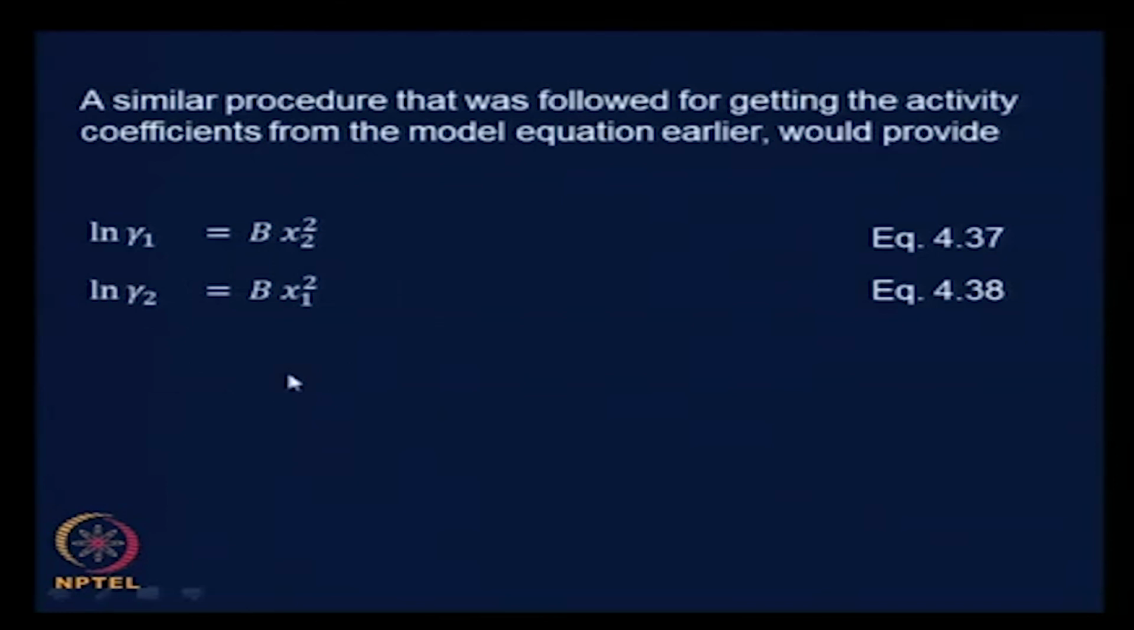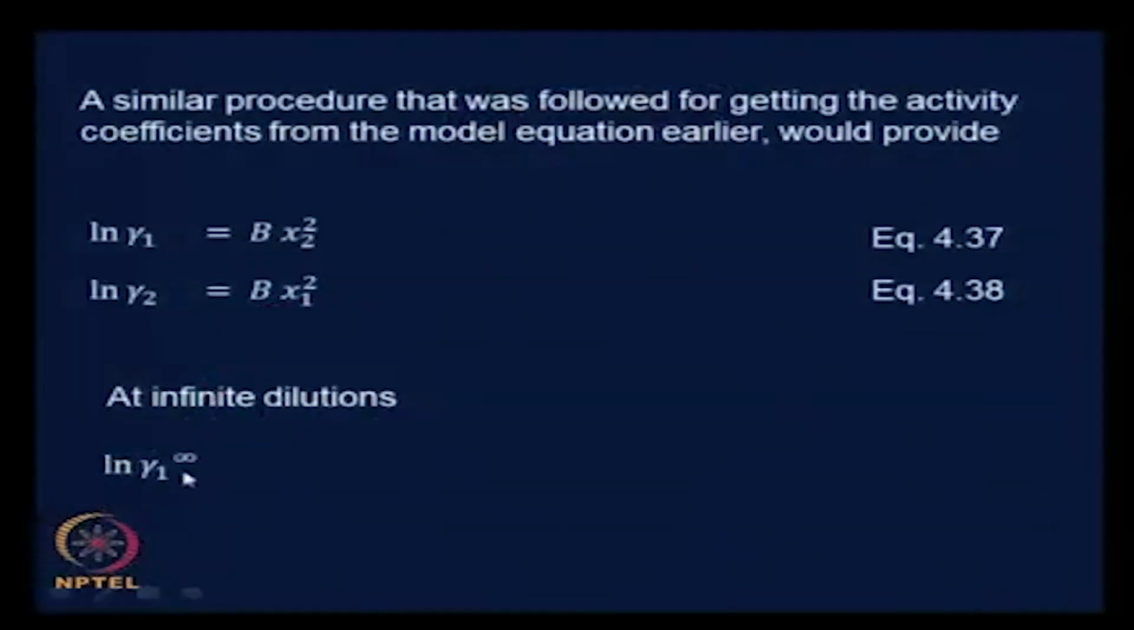Hopefully you would have gotten this, and the same way that we did by analysis of the Margules model at infinite dilutions, one of the mole fractions will go to 1, and as a consequence the other mole fraction will go to 0. Ln gamma 1 infinity equals ln gamma 2 infinity, that is B, which is the constant in the Redlich-Kister model.